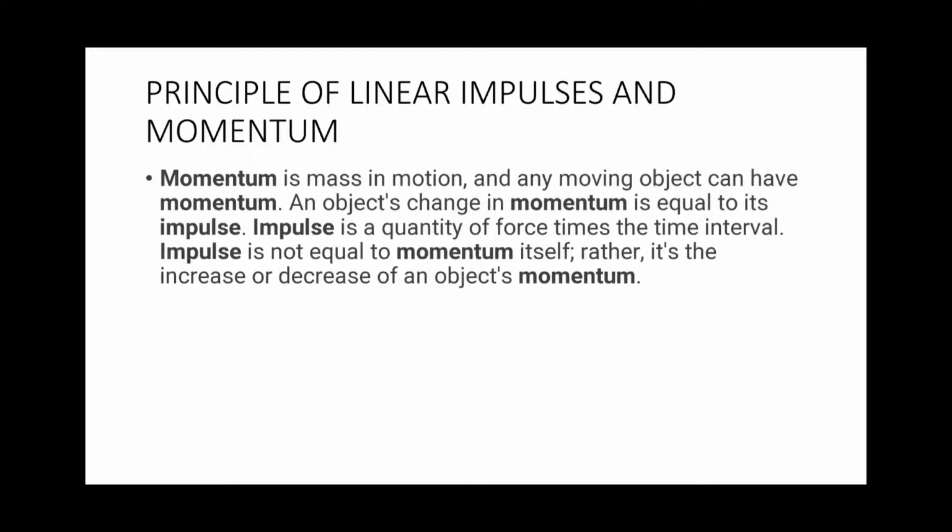This is the difference between impulse and momentum. Momentum is mass in motion, and any moving object can have momentum. This means that when you put force on an object, then the object moves. There is a momentum. An object's change in momentum is equal to its impulse. This means that when you put force on a moving object, then the momentum of the object moves or changes. There is impulse.